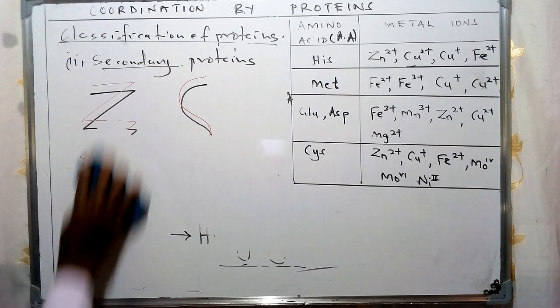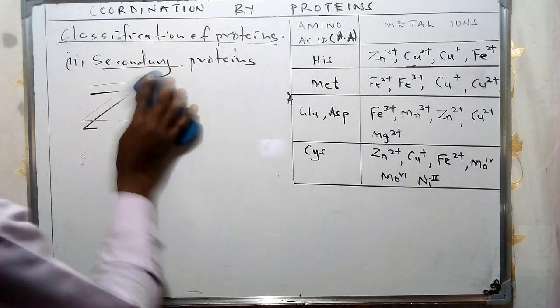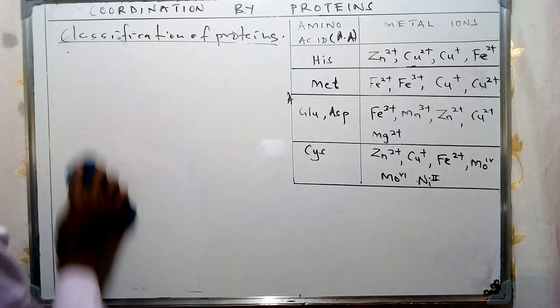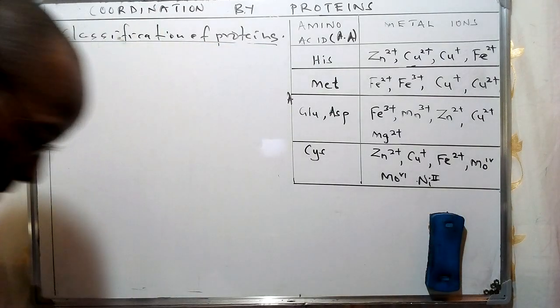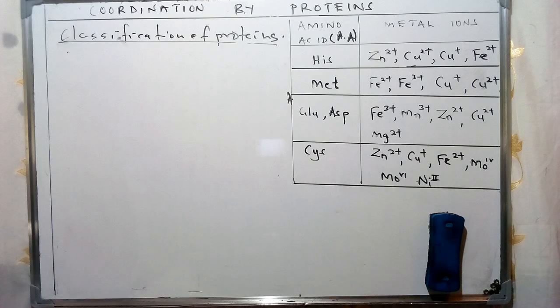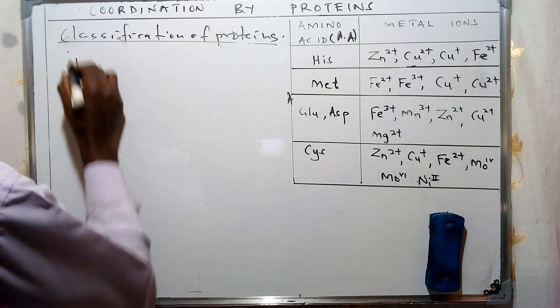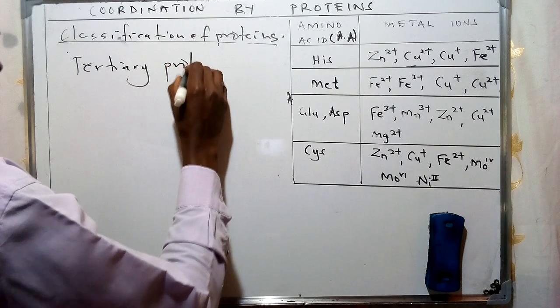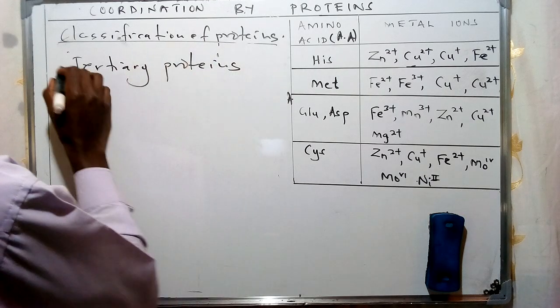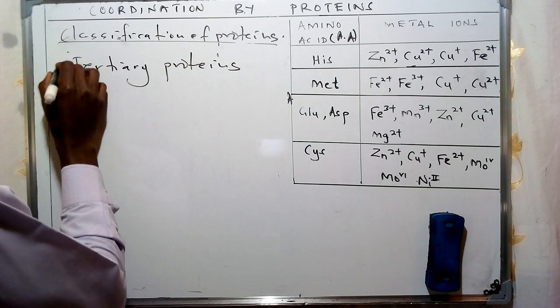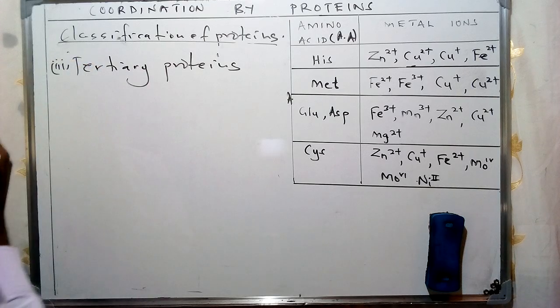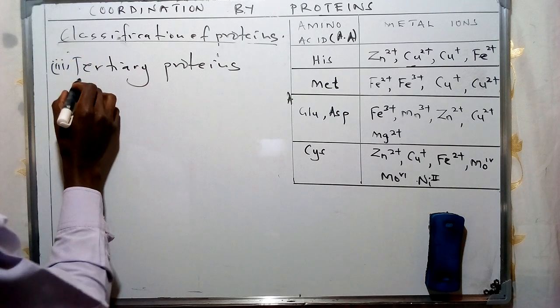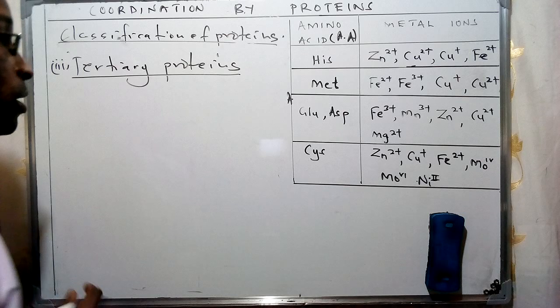So we shall look at the third one, which is also going to assist us in trying to differentiate between the different types of proteins for the three categories, which is, of course, referred to as the tertiary. So this is going to be the tertiary proteins. The difference between primary, secondary, and tertiary: for the first one, we said this is going to be a linear sequence, which is the primary.